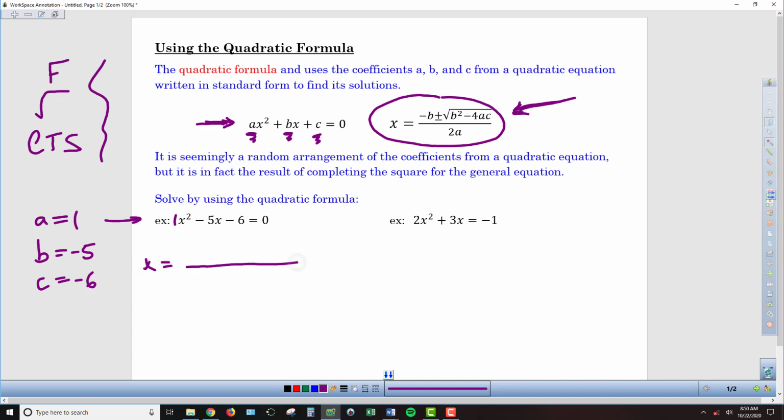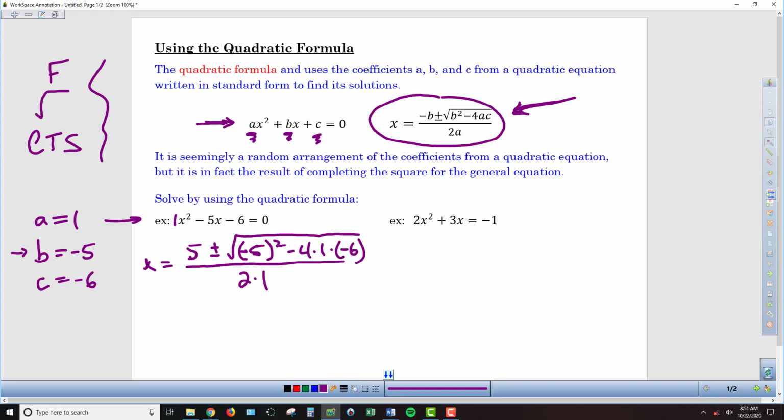So we've got x equals, get things set up here. It starts off right away with negative b, but I've got b as a negative number already, so a negative negative 5 becomes positive 5. Then we've got plus or minus the square root of, now I've got to take b squared, so it's going to be negative 5 squared, and then minus 4 times a, which is 1, times c, which in this case is negative 6. And then all of that is over 2 times a, or 2 times 1.